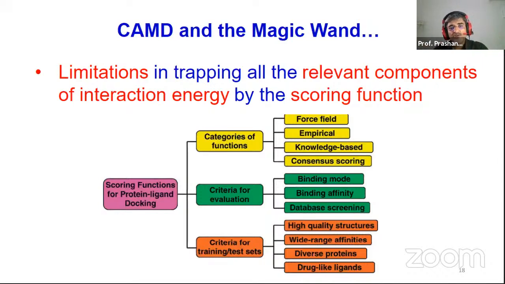So there are a variety of scoring functions like force field, empirical, knowledge base, and consensus scoring, which is a combination of all. To actually generate a scoring function, you need to train it. It's like a mathematical model. So you basically take experimental data from the actual molecules, and then try to see how the scoring function is able to score that interaction.